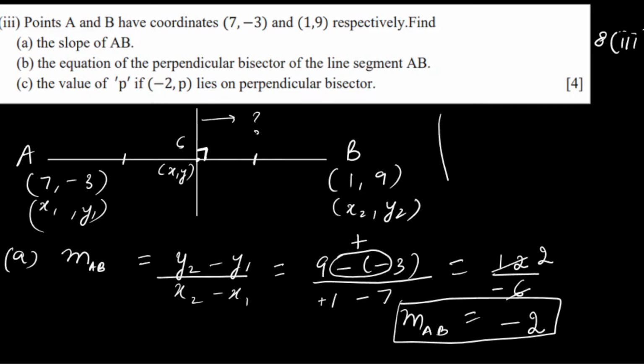So for the equation, we can use point form or slope intercept form. y is equal to mx plus c is the slope intercept form, but the y intercept we don't know.